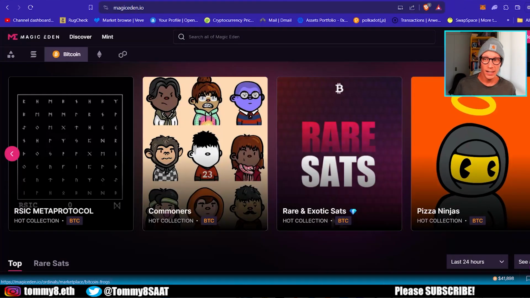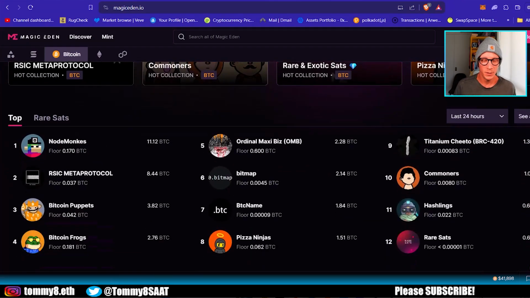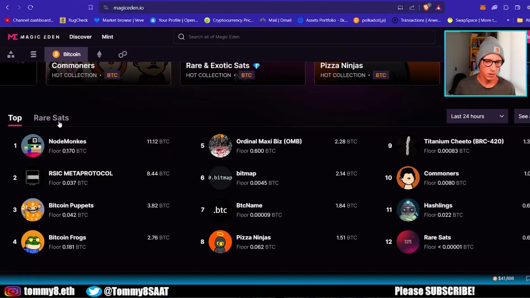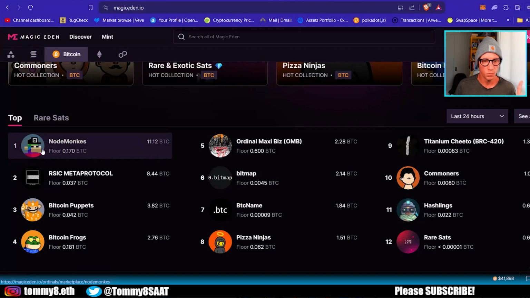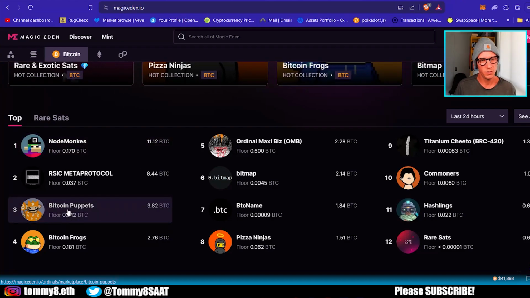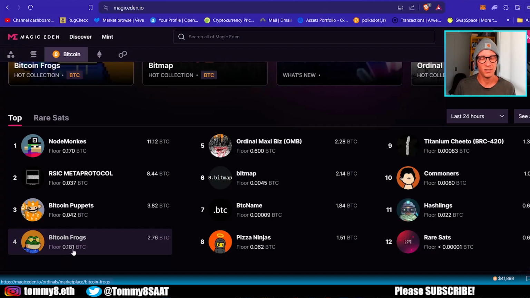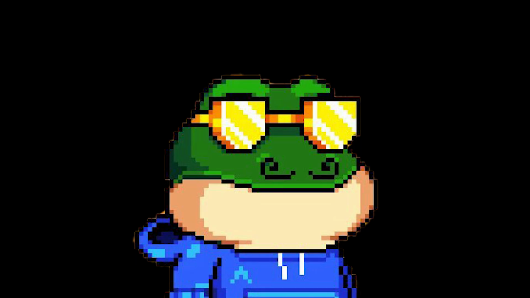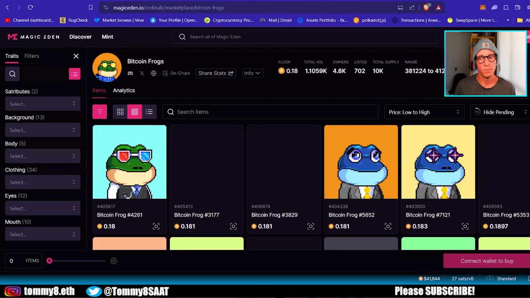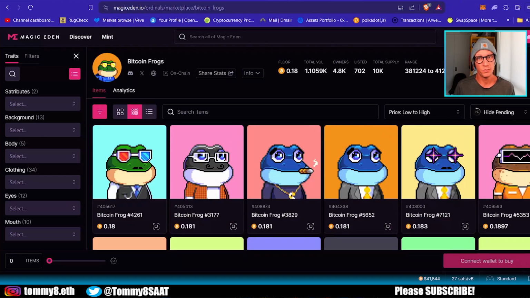And then lastly, if you've got a lot of money and money is no object and you want a PFP, go into Magic Eden. Here's the top. So Node Monks is the number 1 at the minute for transaction volume. The puppets are quite good, but look at the artwork, it's not so great. I really like the Bitcoin frogs. They are at 0.18, so it's a lot of money, maybe just under $8,000 to buy one. But they do look like a blue chip, and they could be around for a long time.